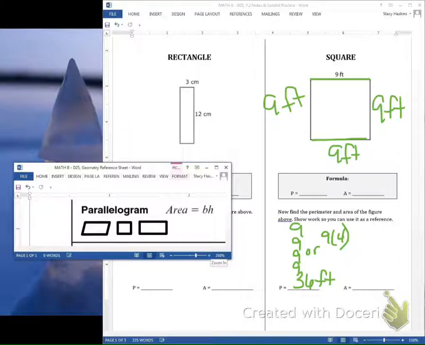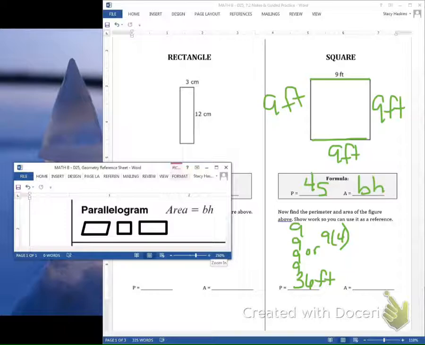I guess I was supposed to write the formula there. The formula for the perimeter of the square would be 4 times the length of any one side. The area of a square is just like the area of the parallelogram. It would be the base times the height.